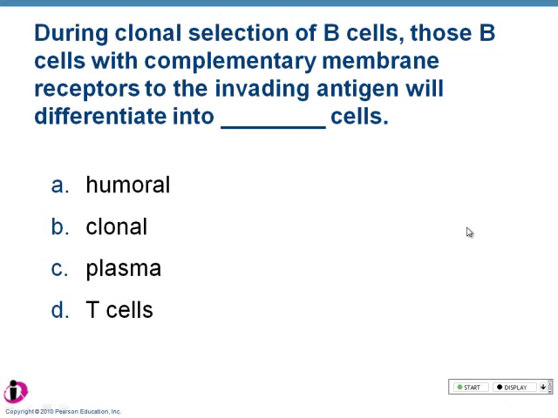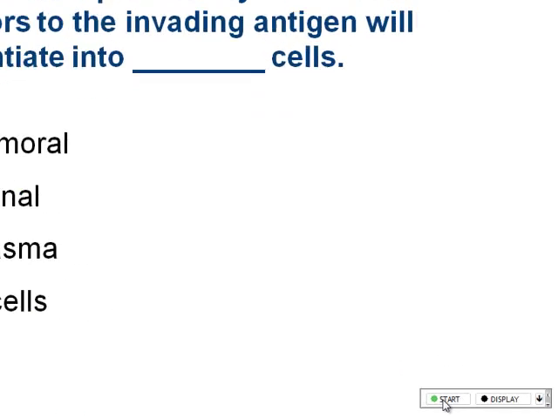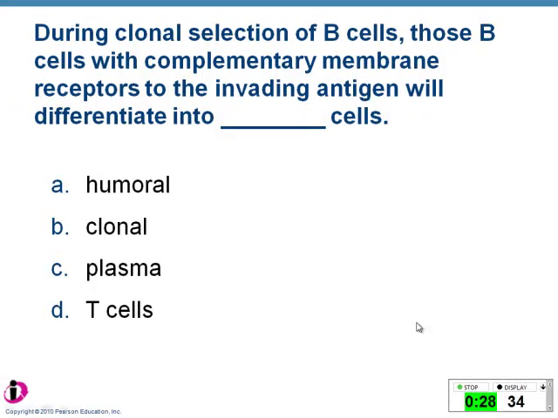During the clonal selection of B cells, those B cells with complementary membrane receptors to the invading antigen will differentiate into what cells? So if it's got the receptor that says, oh yeah, I recognize you, what does this cell do next? Five, 4, 3, 2. What's the answer? The answer is C.